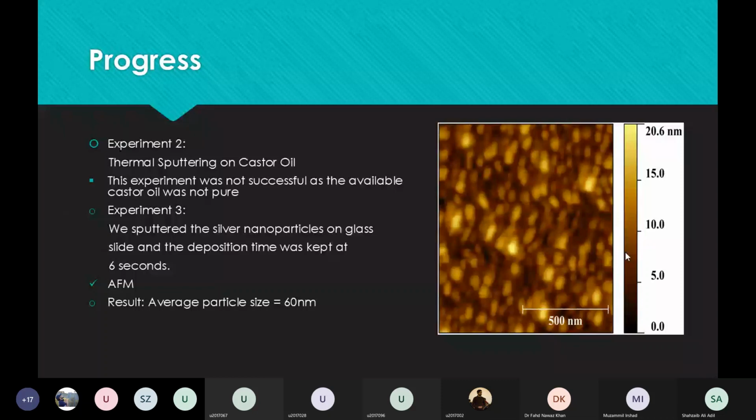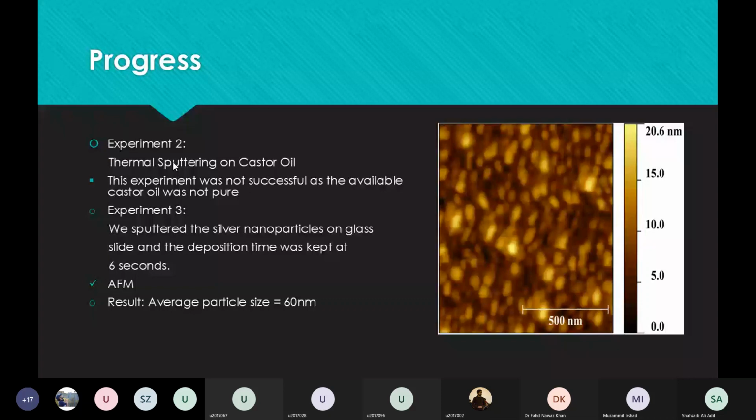In the second experiment, we resorted to our alternate method, which was thermal sputtering directly on a low vapor pressure oil. As stated by Shazib, the best in this category was castor oil, according to literature. But our mistake in this was that we did not use pure castor oil, which resulted in a failure, and the equipment was not successful. After this, we even consulted a company in Karachi, MSI, Material Sourcing International. But due to the current situation ongoing, we weren't able to successfully gather the oils in our limited time.